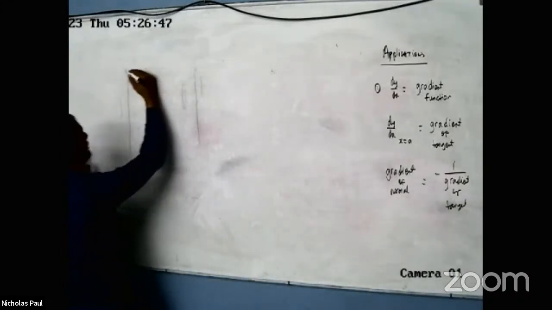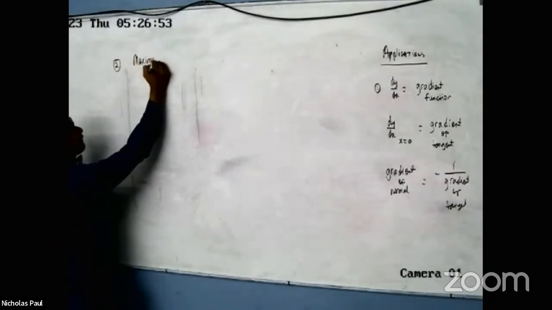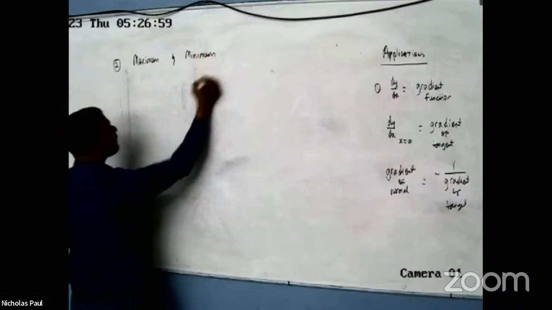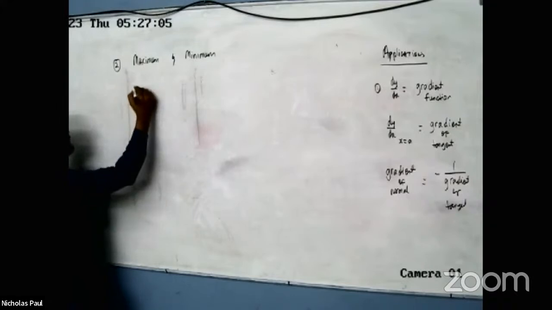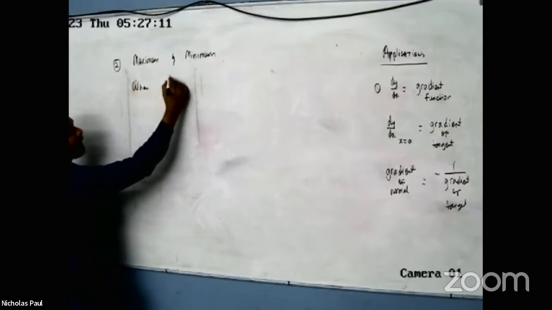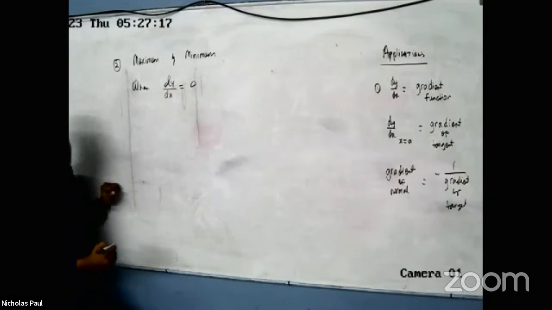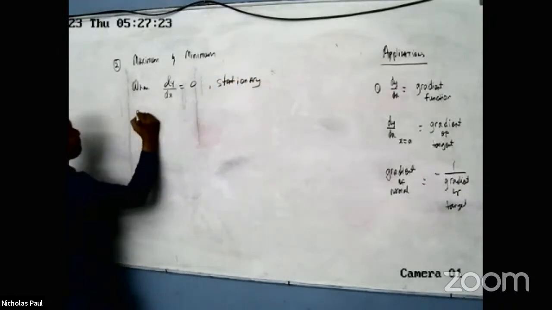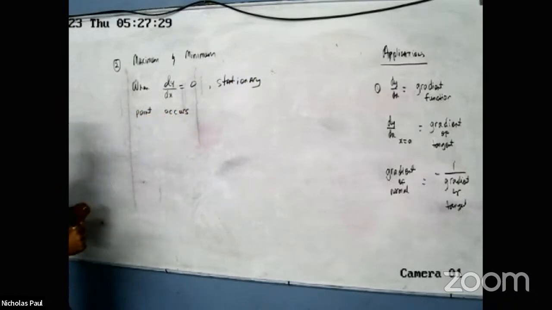The second application that we're going to focus on is to obtain maximum and minimum values. So you may remember that when dy/dx is equal to 0, a stationary point occurs, right? So when dy/dx is 0, a stationary point occurs.